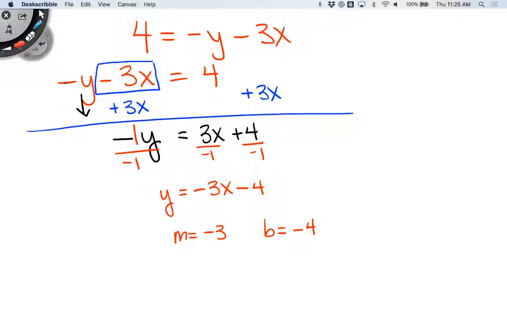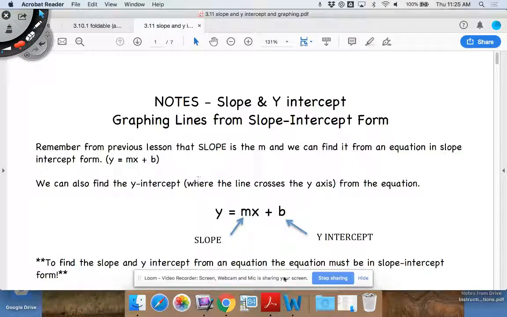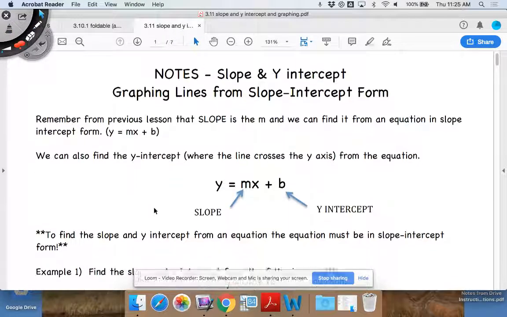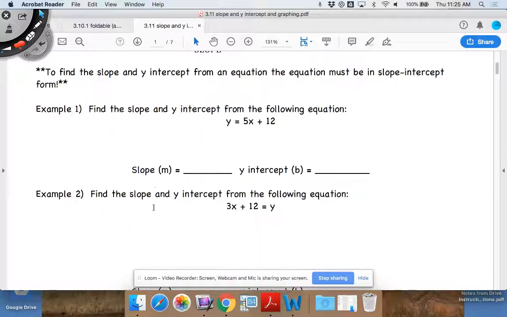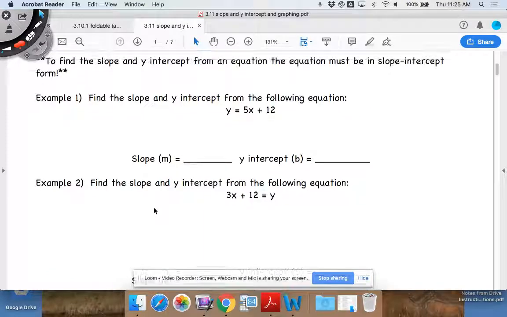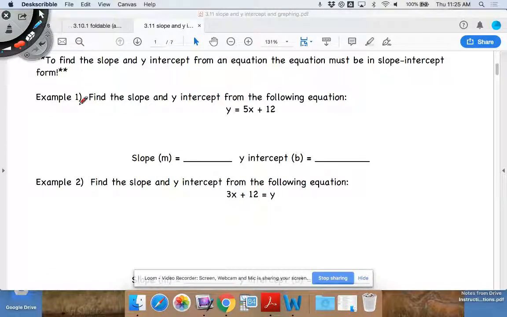All right, so now we're going to turn to the next page. We're going to use this now to actually graph our lines. So at the top, it's just some information. We're going to go to example 2 here. Example 1, sorry. Example 1, find the slope and y-intercept of this equation. So is this written in y equals? So what's the slope? 5, or 5 over 1. What's the y-intercept? 12.